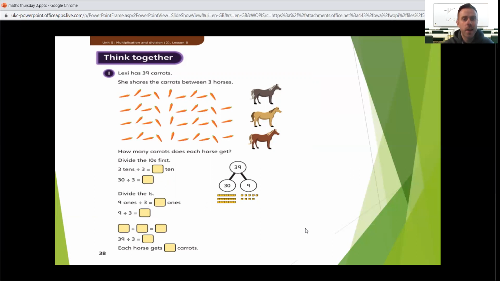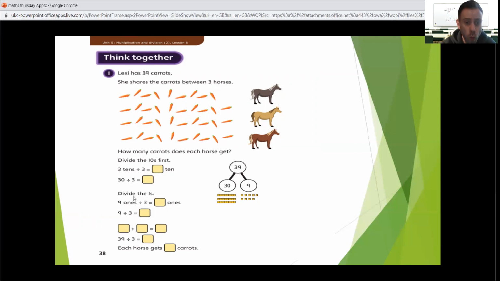Okay, so we've got 39 carrots and 3 horses. Let's find out how many carrots each horse gets. So you divide the tens first. We've got 3 tens, we've got 30. So 3 tens divided by 3 is 1 ten. 30 divided by 3 is 10. We should know that because we're good at our 10s and our 3s now, I think. So that was 10. Done the 10s first.